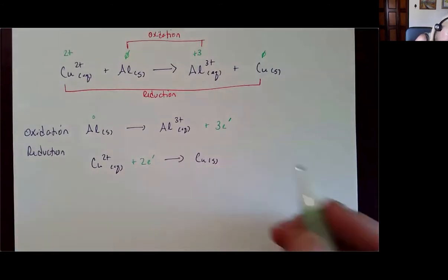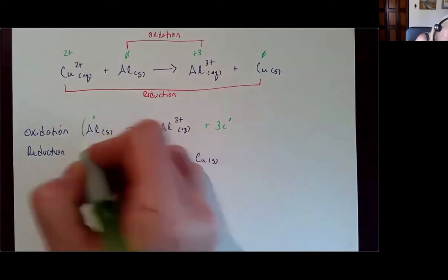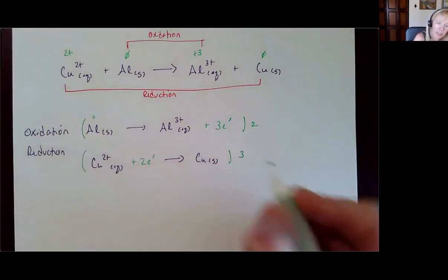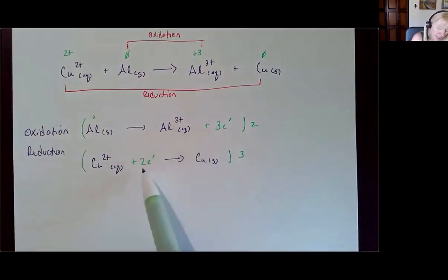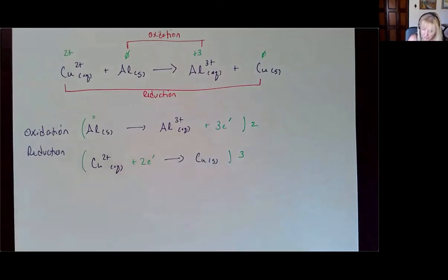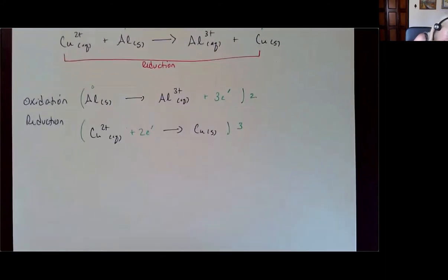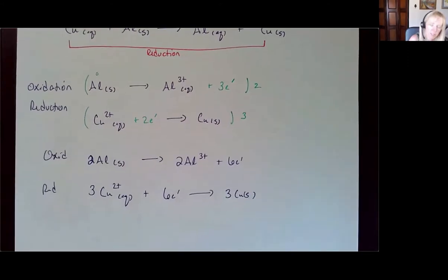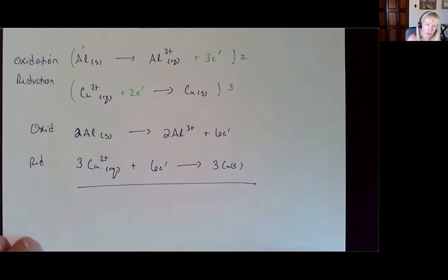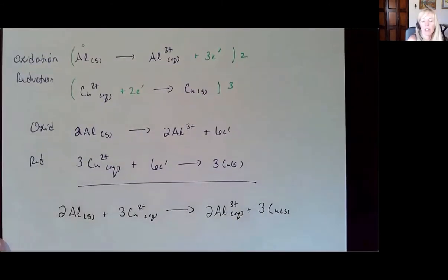In order to do that, I'm going to multiply this whole thing by 2 and this whole thing by 3. That's going to allow me to balance my electron transfer. I just found the least common multiple of 6. Now my half reactions look like this. Once I've balanced my masses and my charge, I can add these back together to get my overall reaction. And this is my balanced redox reaction.